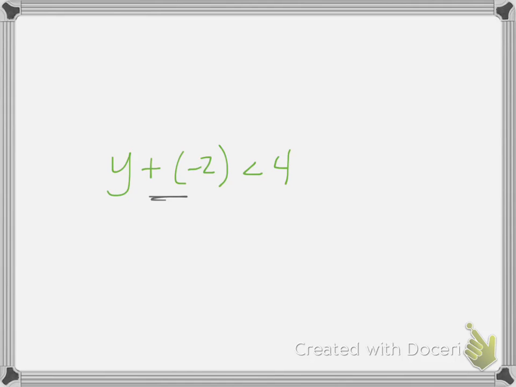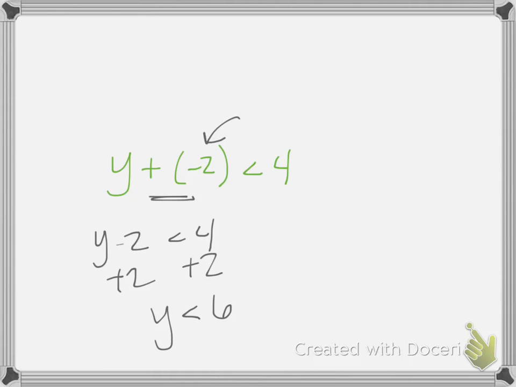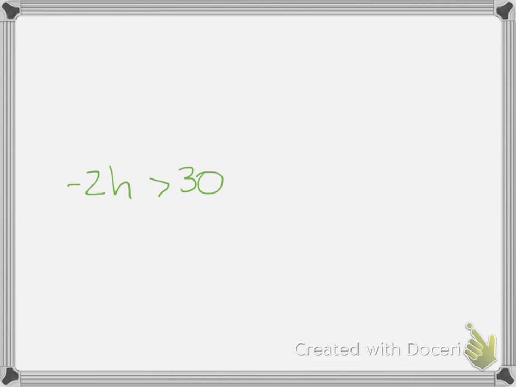Okay, this is the same thing as y minus 2. Okay, so to get rid of this negative 2, I have to add it to both sides. So I'll have y is less than 6. Okay, right now we're multiplying by negative 2, so I need to divide by it to get rid of it. Because I divided by a negative, I need to make sure I flip my sign. 30 divided by negative 2 is negative 15.